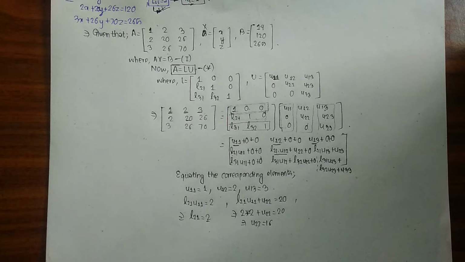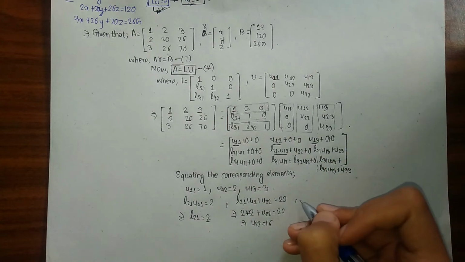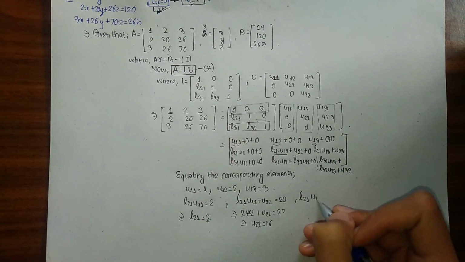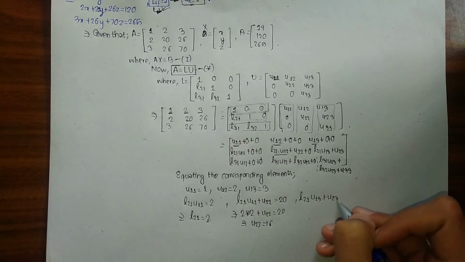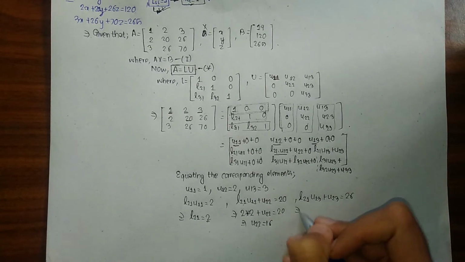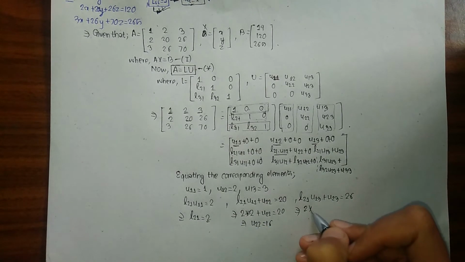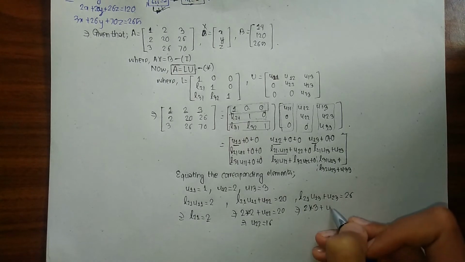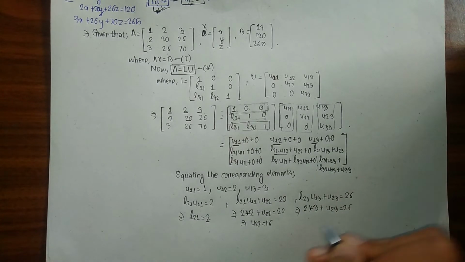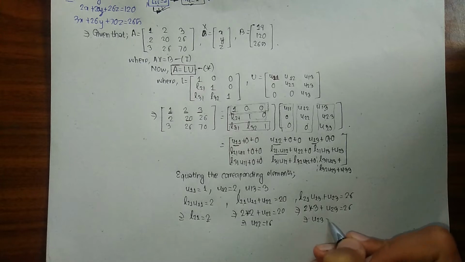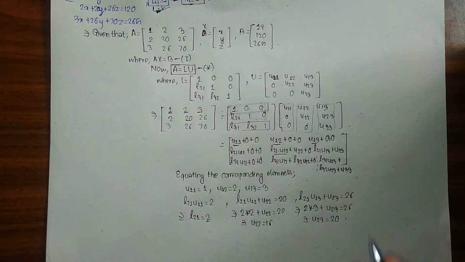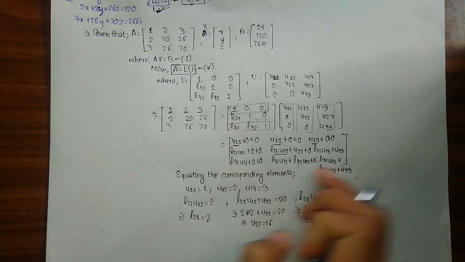And similarly for our third element, we get L21 U13 plus U23 equals 26. So L21 is 2 into U13 is 3, plus U23 equals 26, which means U23 equals 20. And now we move on to our third row.